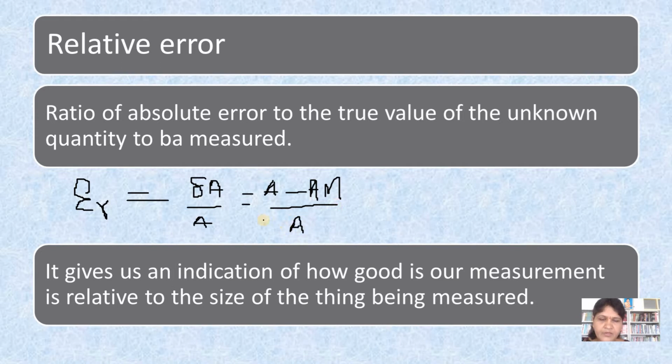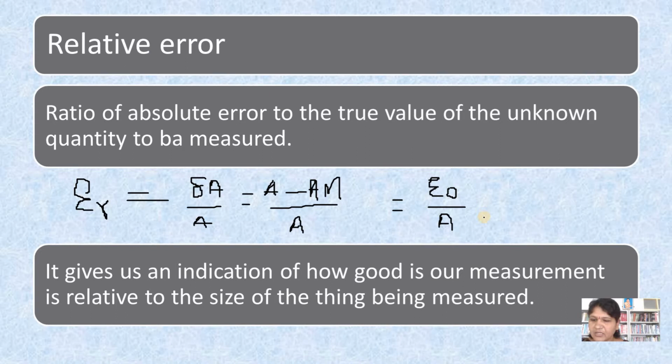Suppose this absolute error is small, then A minus AM can be denoted as epsilon by A. So this is the general formula for the relative error. This is also a formula for the relative error.